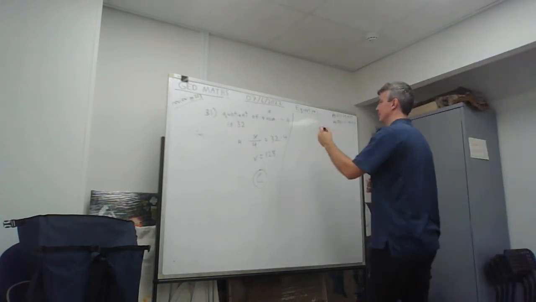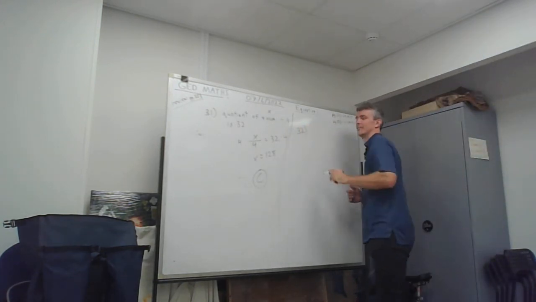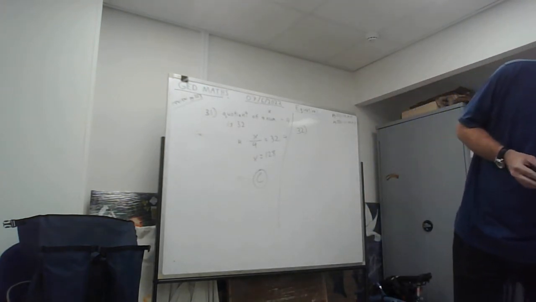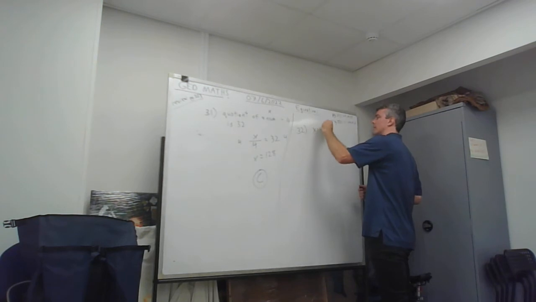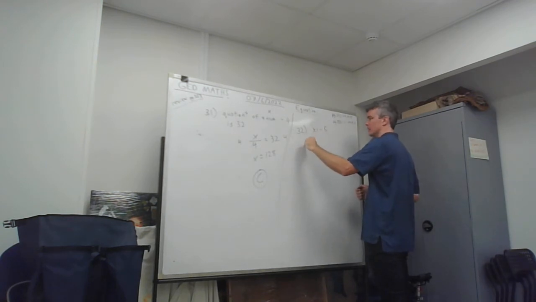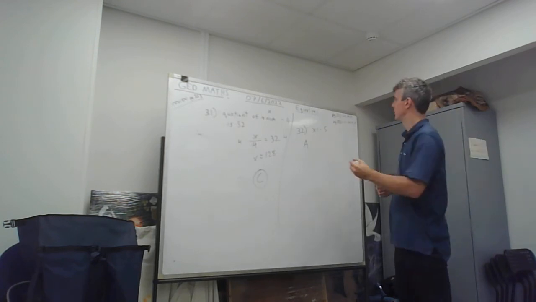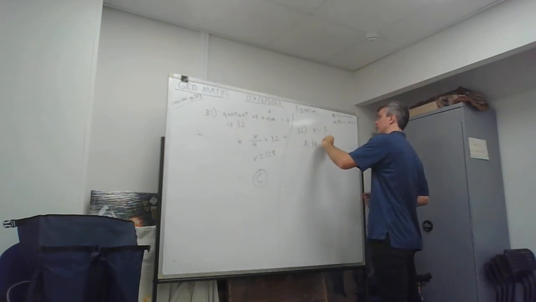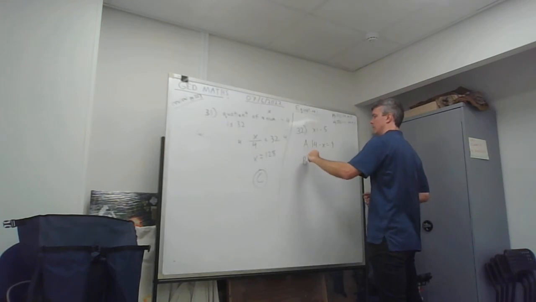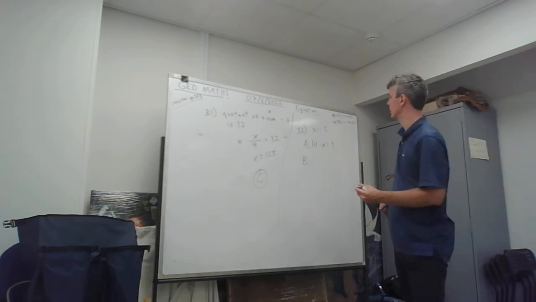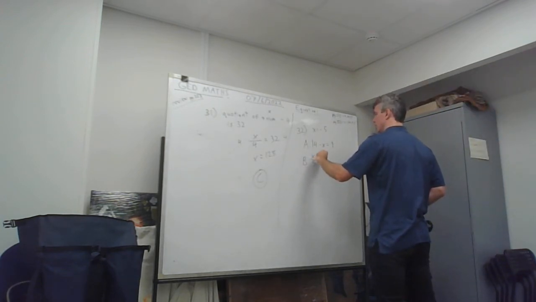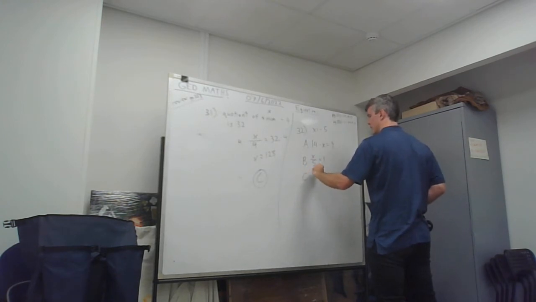Number 32. Right, the solution x equals minus 5 makes which of the following equations true? Okay, so x equals minus 5, and we have these different equations, right? A is 14 minus x equals 9. B is x over 5 equals 1. C is x plus 3 equals 8.